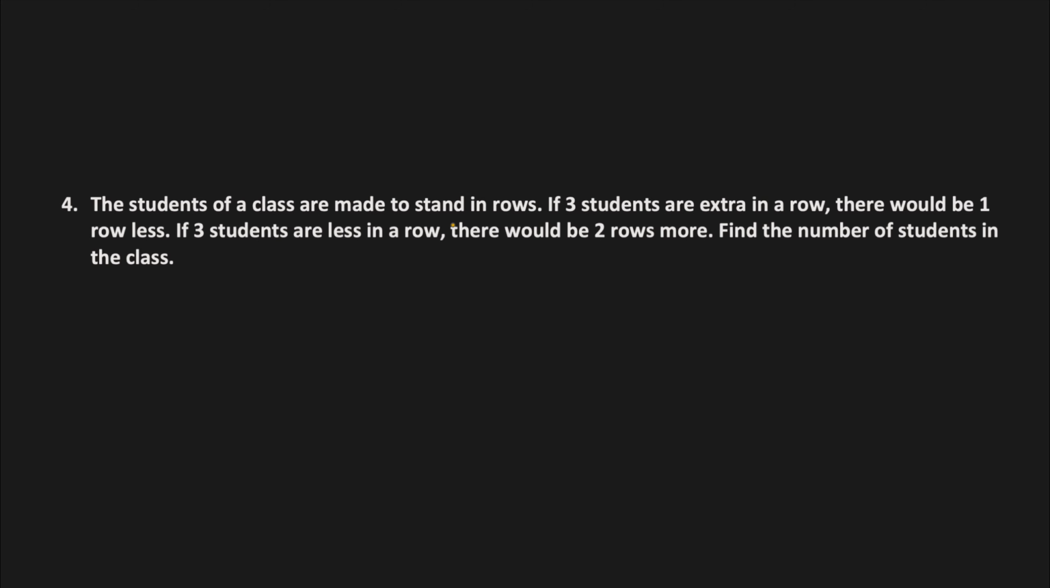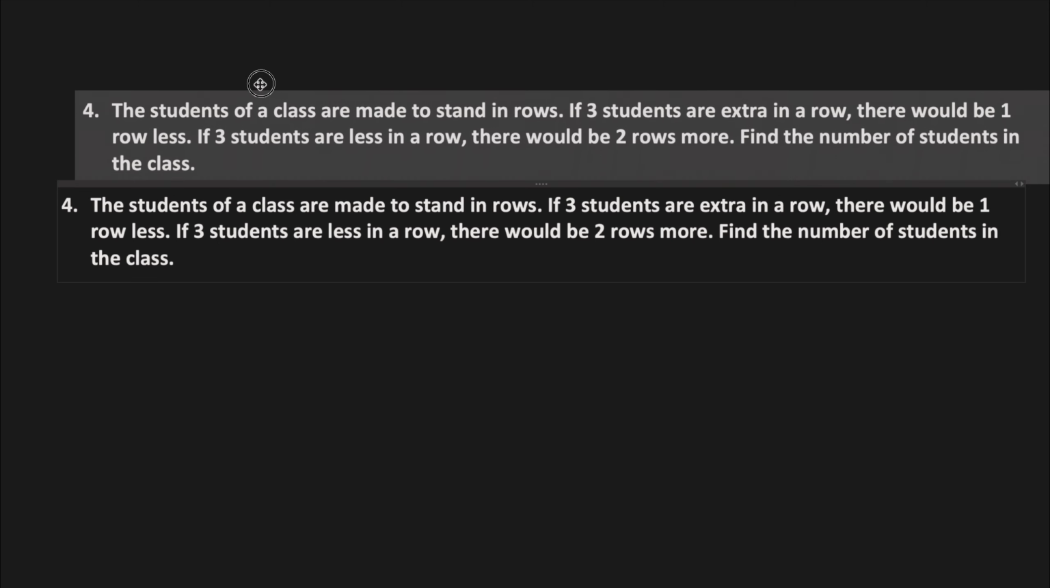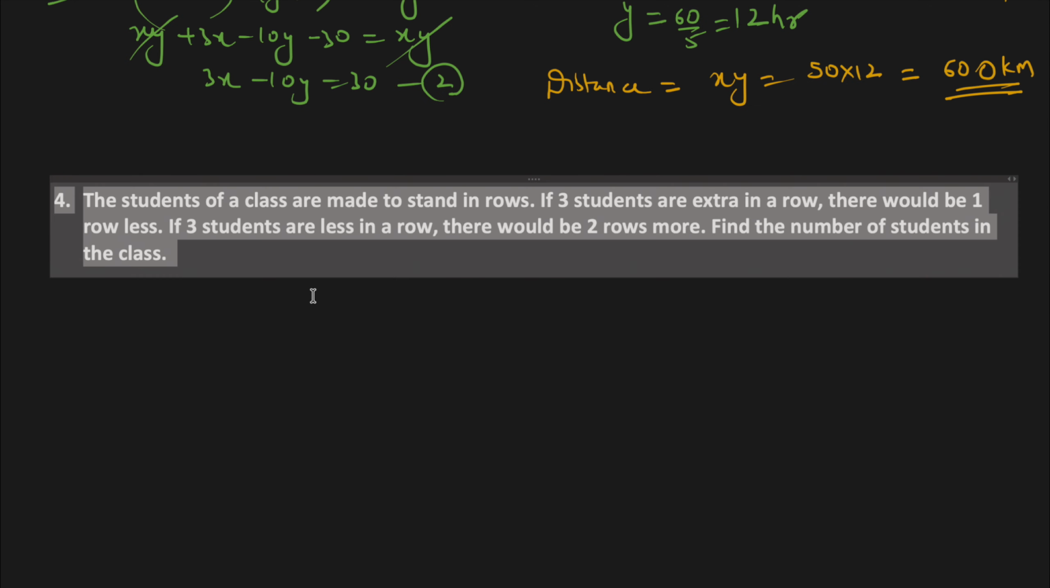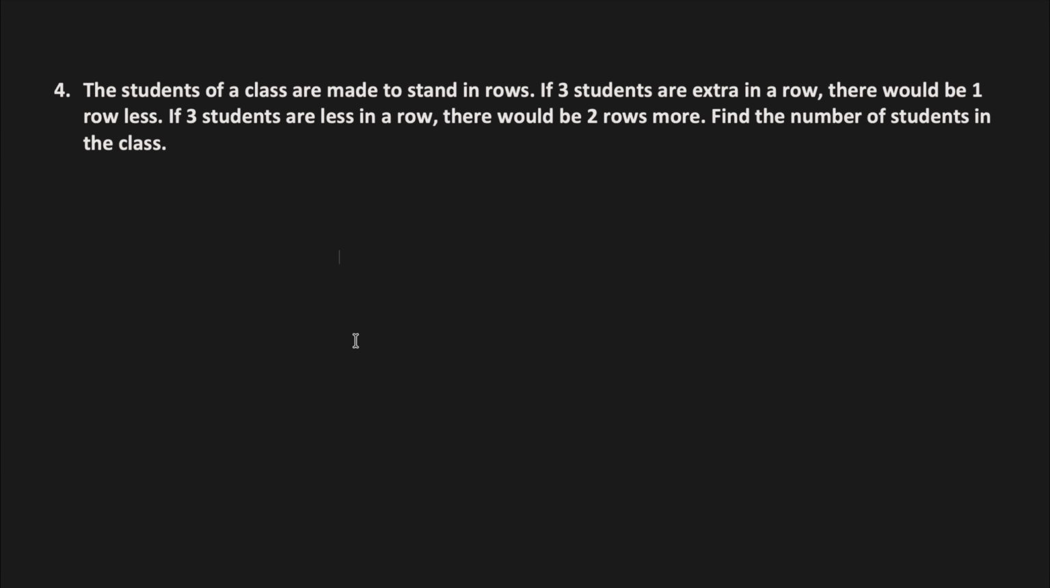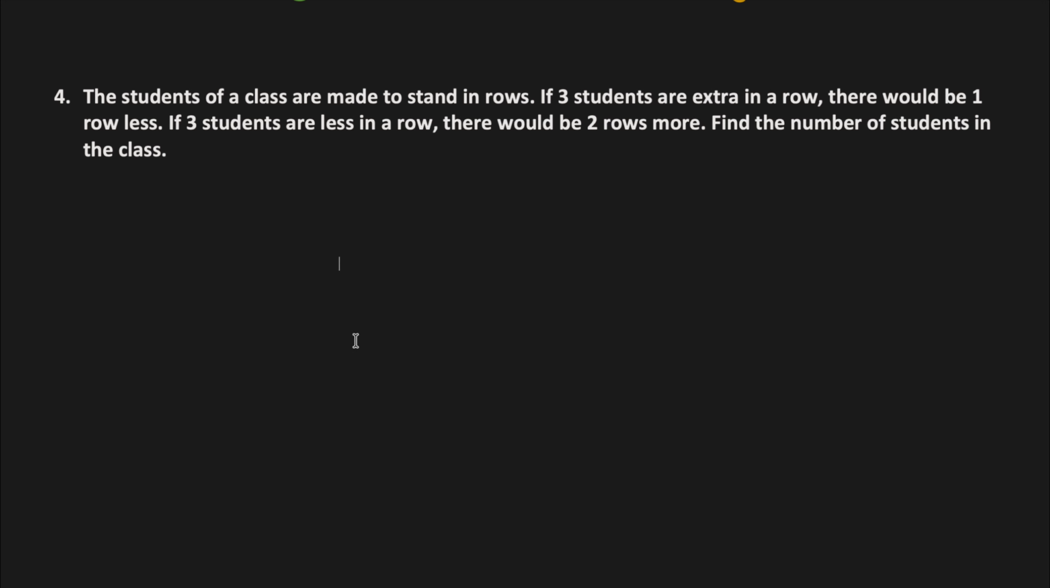So here, if you see, the students of a class are made to stand in a row. If 3 students are extra in a row, there would be 1 row less. If 3 students are less in a row, there would be 2 more rows. Find the number of students in a class. Okay, इसमें एक basic concept use होगा students.